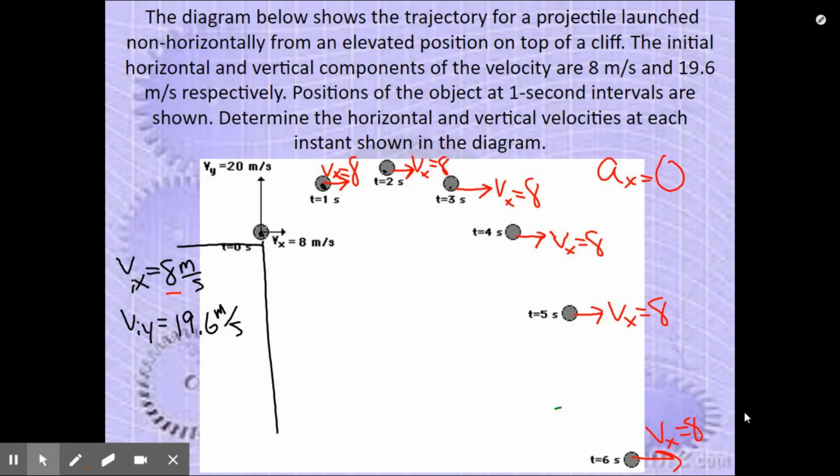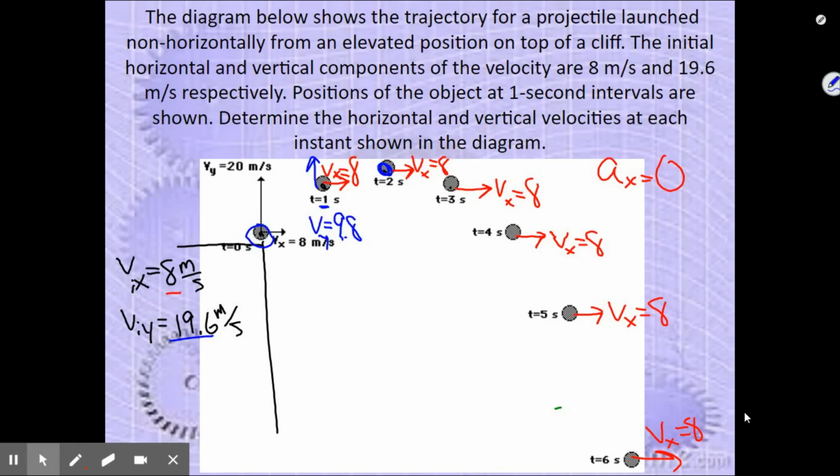So now the trickier part comes in when we're looking at velocity in the y direction. But now we're just going to go back to what we've done last time. So we know that it's going to slow down 9.8 meters per second every second. So if we're starting at 19.6 at this initial spot, 1 second later, if we take the 19.6 and subtract 9.8, now at this spot, it's going up with a velocity in the y direction of 9.8.